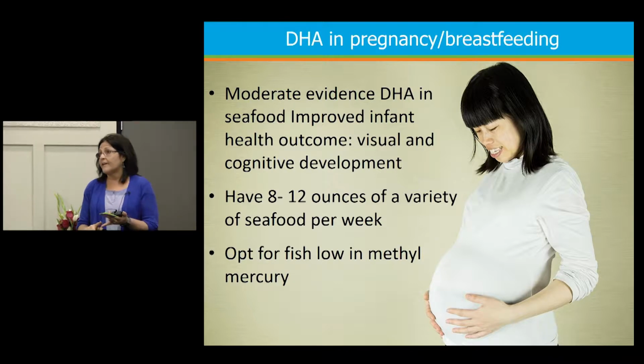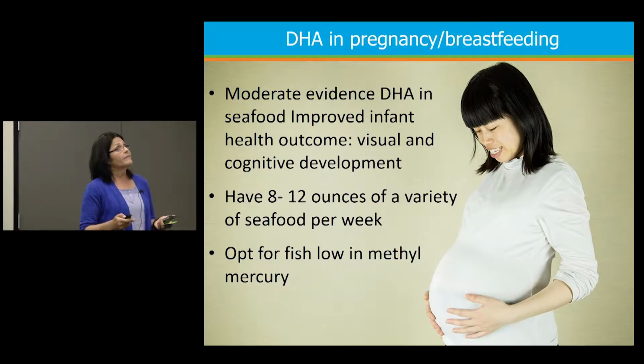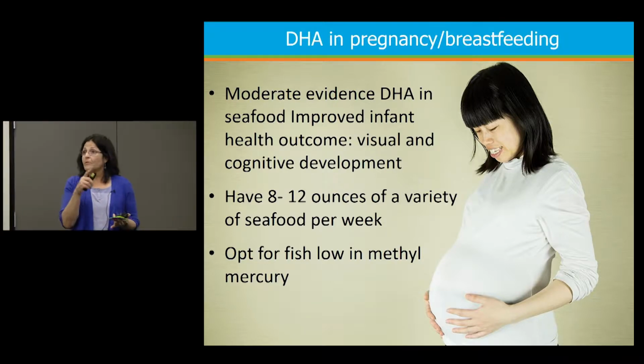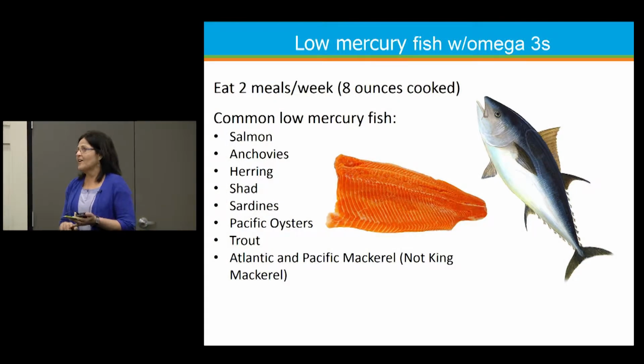And again, what's recommended is between 8 and 12. Those 12 ounces should not be only of tuna, should be from a variety of seafoods. And you want to opt for fish low in methyl mercury. So some of those fish are shown up here, and they're the same ones that, just with little pictures, I had in the other slide.